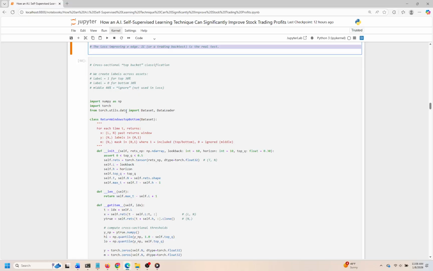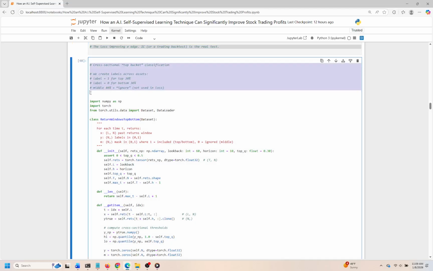Cell 8. In this cell, we're implementing a classification framework that differentiates the top and bottom performers among a set of assets based on past returns. This is essential in financial analysis, where understanding the extremes can aid in decision-making and strategy formulation. To achieve this, we define a dataset class that organizes the past returns into windows, along with labels that indicate whether each asset belongs to the top or bottom 30%.